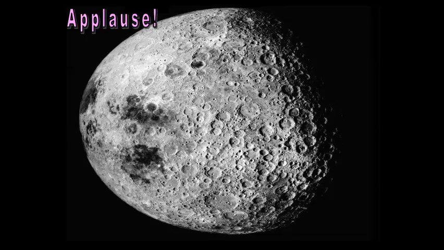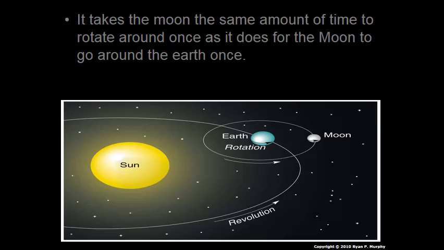By the way, notice I'm not saying the dark side of the moon here. There isn't really a dark side of the moon, as in a side of the moon that's always dark. Just like on Earth, there's always one half that's dark and one half that's light, but that half changes.